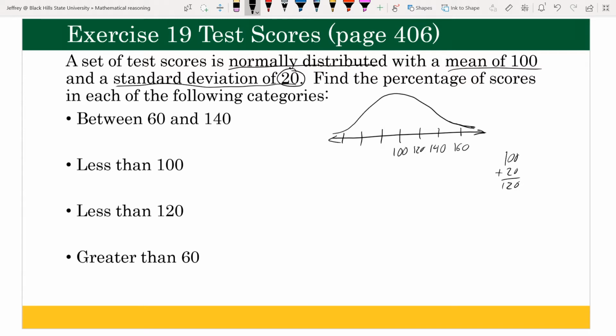And then same thing going to the left, except we actually subtract. So 100 minus 20 is 80, then 60, and then 40.